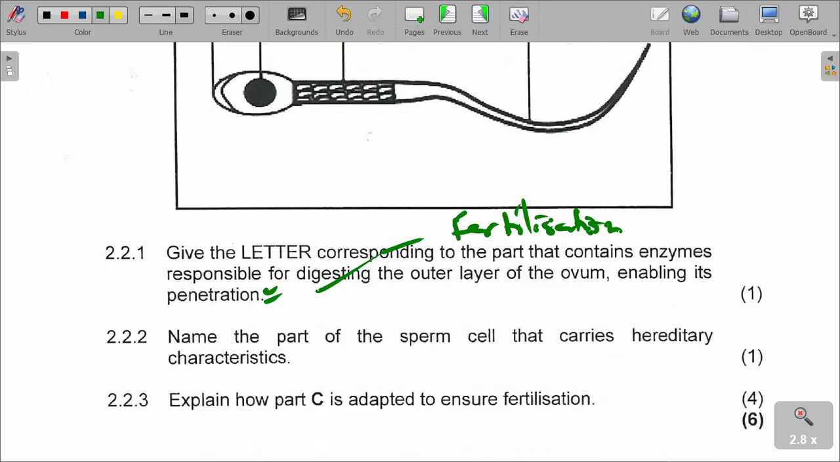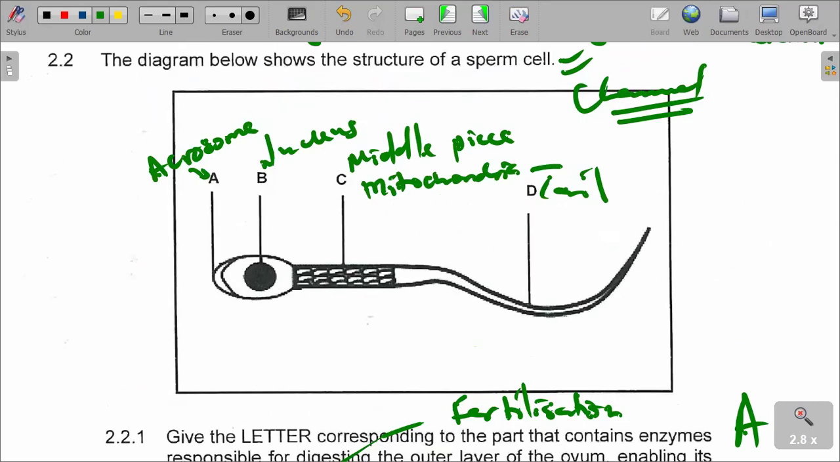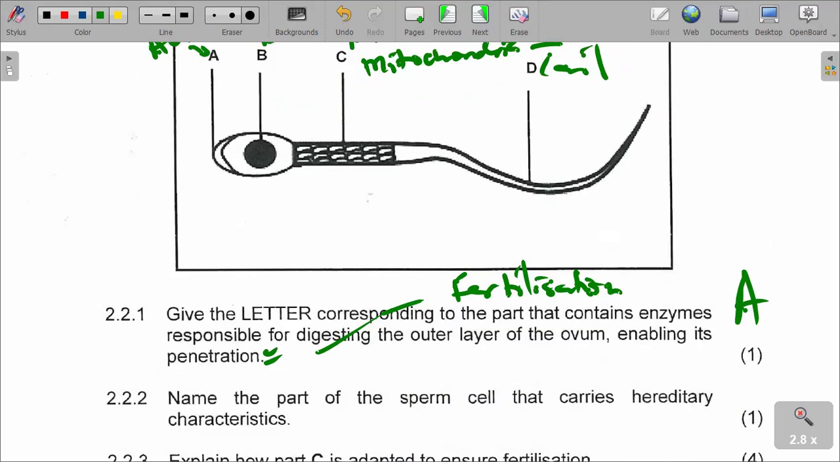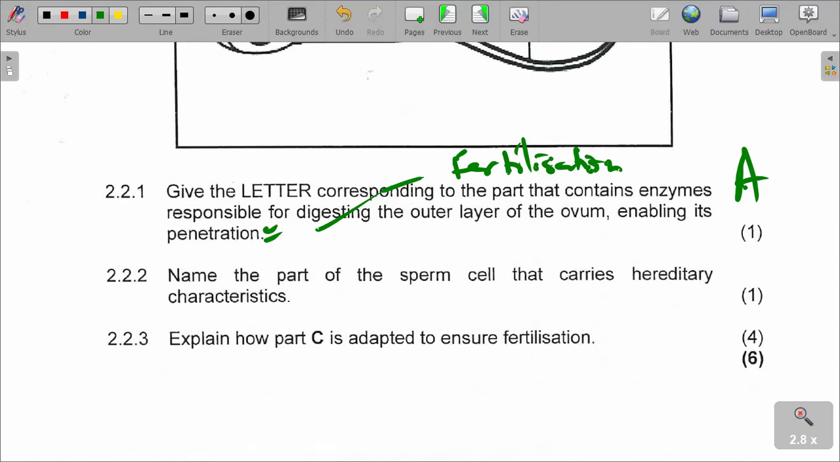So the question says give the letter of the part, give the letter corresponding. The question wants us to give the letter. It is A, the acrosome. Acrosome is A, that is responsible for digesting or facilitation of fertilization. Name the part of the sperm cell that carries hereditary characteristics.